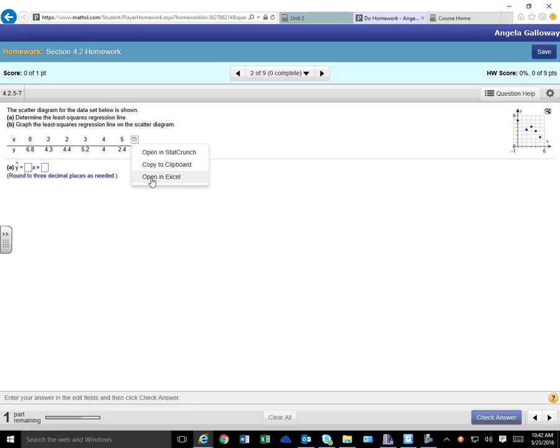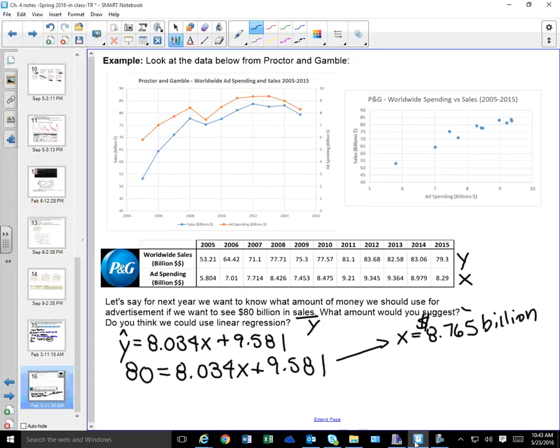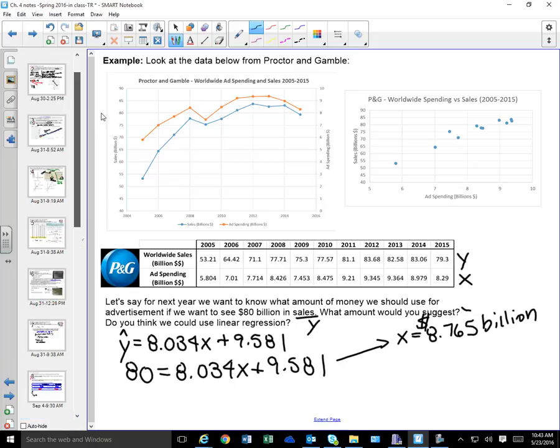Okay. However, in real life, Excel is great to use, and I have lots of tutorials on that. If you have any questions about how to use Excel now or in the future, I'd be happy to help you with that. But just for this class, it's just easiest if you use the StatCrunch or your calculator, okay? So that is the end of chapter 4, doing regression.